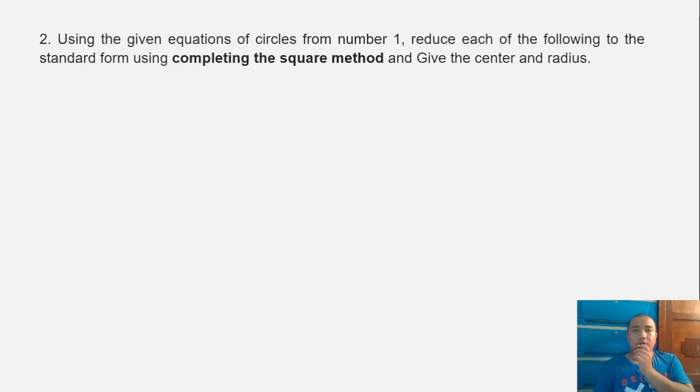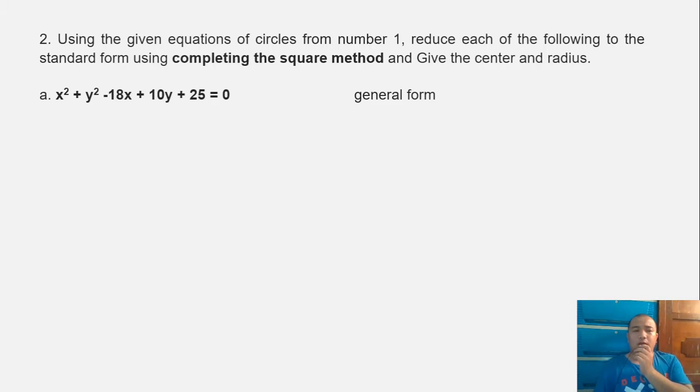Another example, we're still on the review. Using the given equations of circles from number 1, reduce each of the following to the standard form using the completing the square method and give the center and radius. So in our previous example, let us solve the center and radius in the equation in general form from number 1 using the completing the square method. X squared plus y squared minus 18x plus 10y plus 25 equals 0.